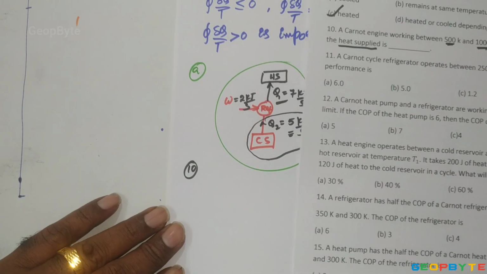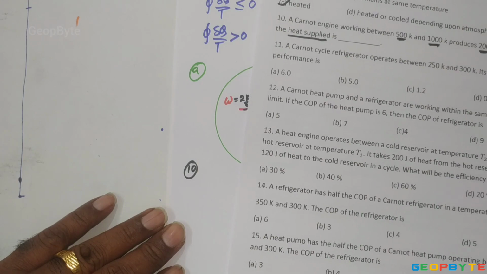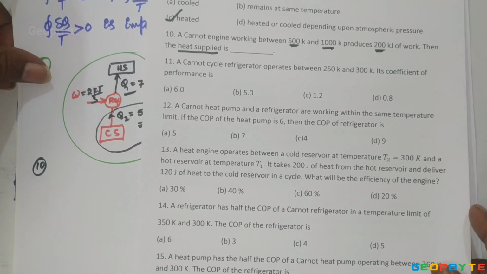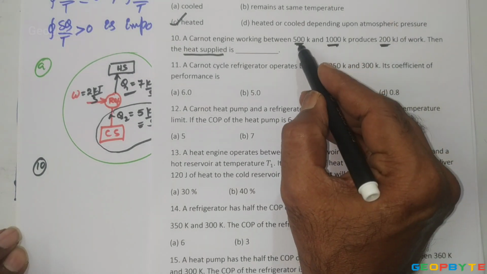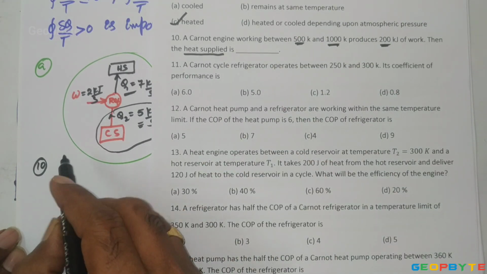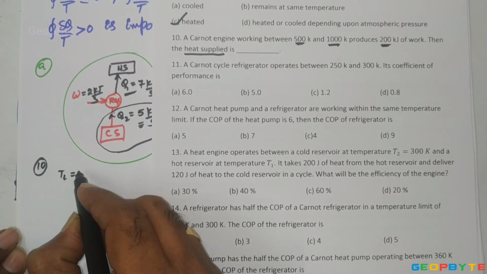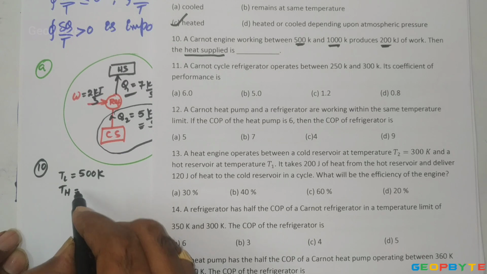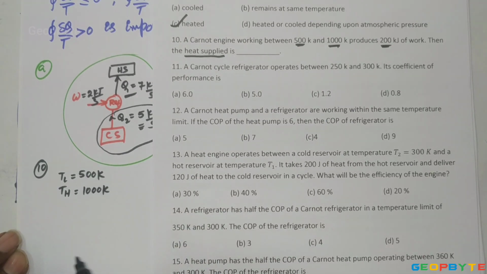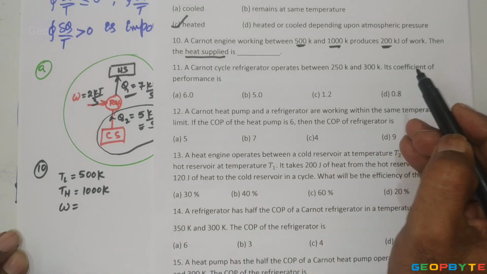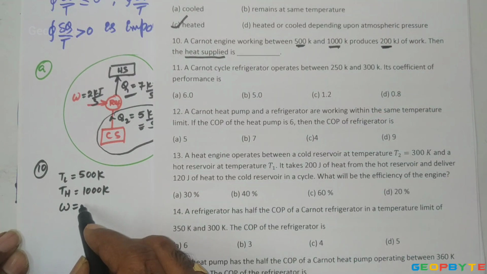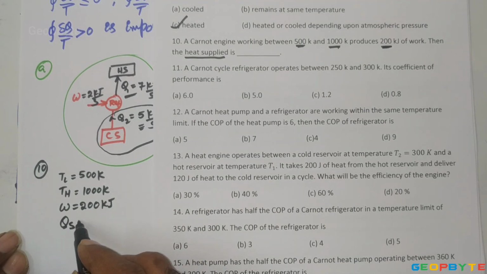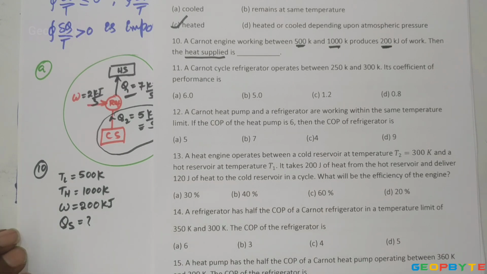In this problem, it is given like this. The lowest temperature TL equals 500 Kelvin, and TH, the highest temperature, equals 1000 Kelvin. Work given by the heat engine is 200 kilojoules. What will be the heat supplied to the system? Very easy problem.